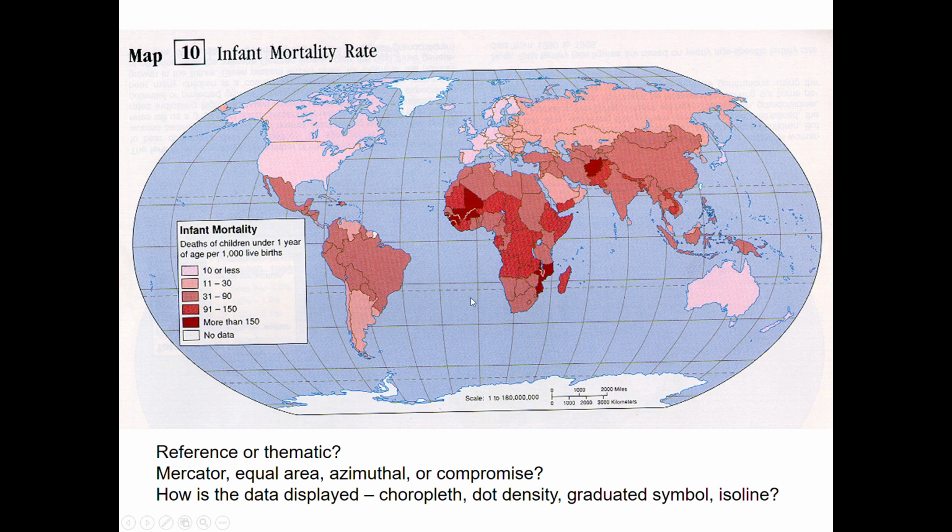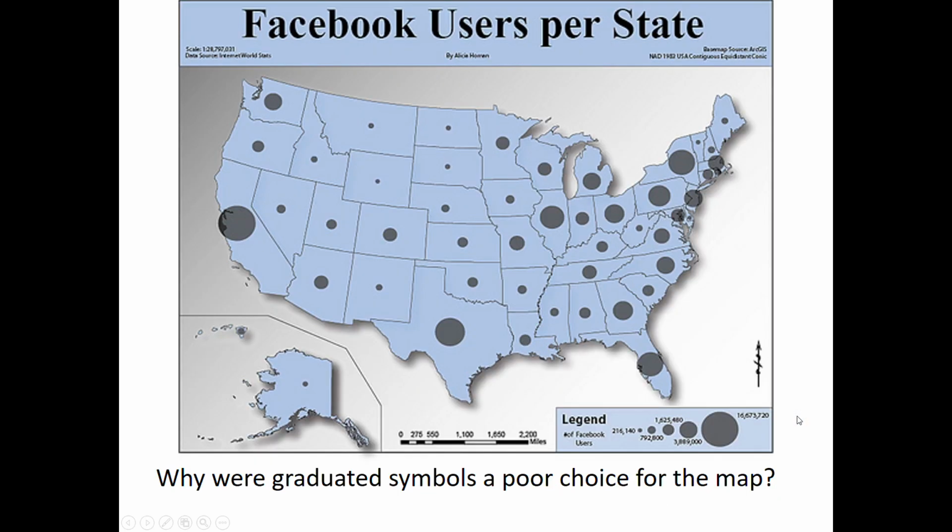As I mentioned, this is a choropleth map, so we covered all that. It's a thematic compromise map that is a choropleth map. The darker the red, the higher the rates of infant mortality. The lighter the red, the lower the rates. That's the choropleth aspect. This is what's called a graduated symbol map.